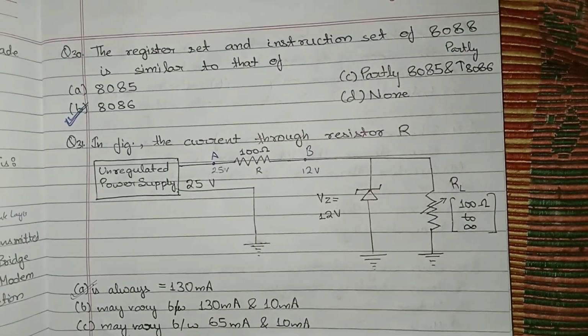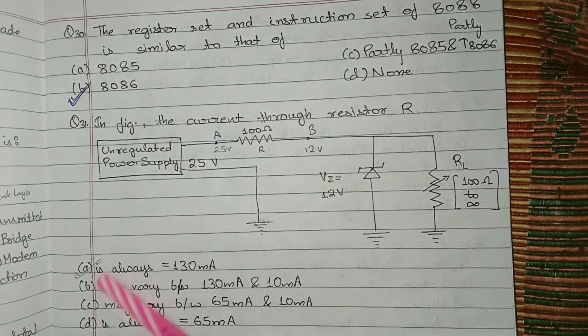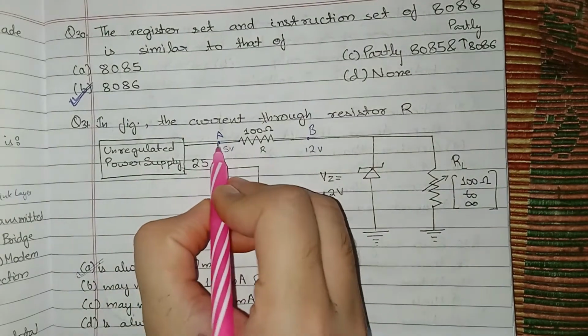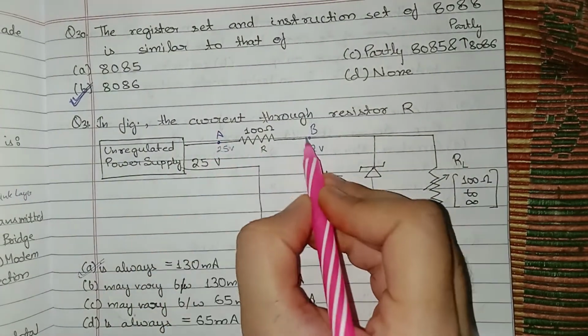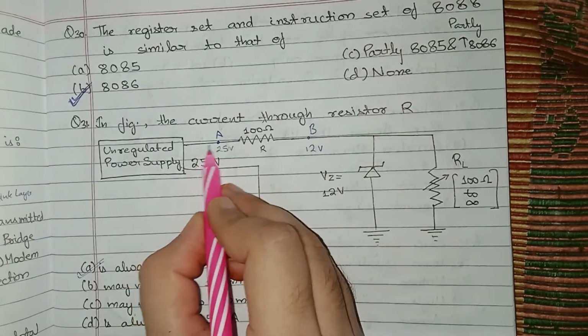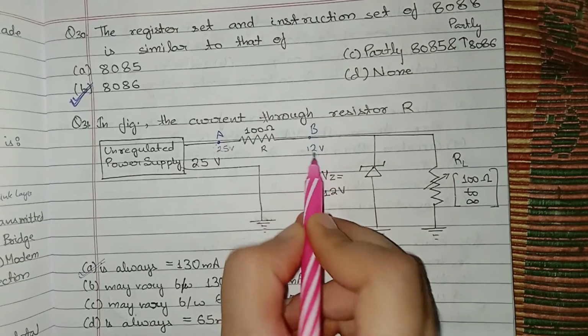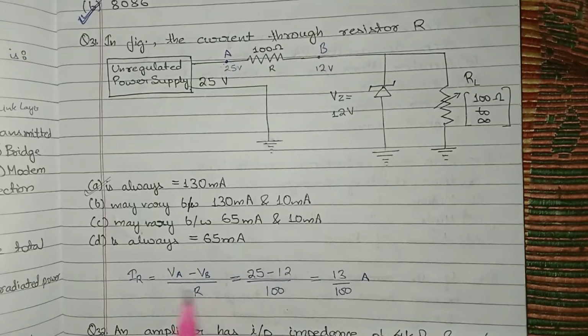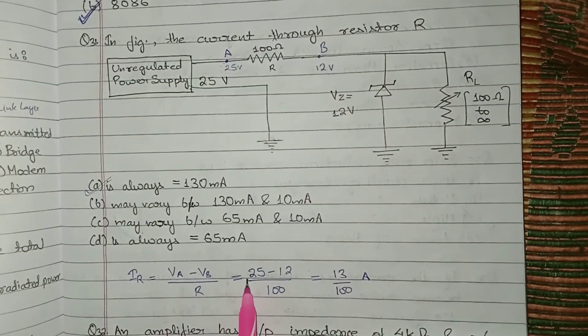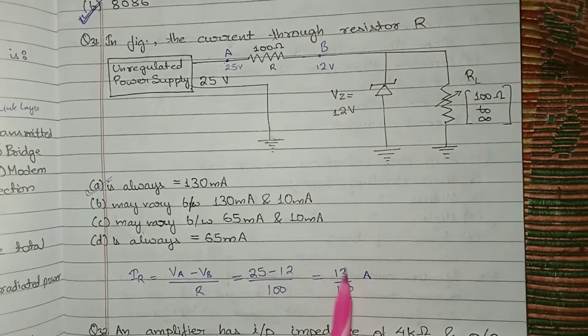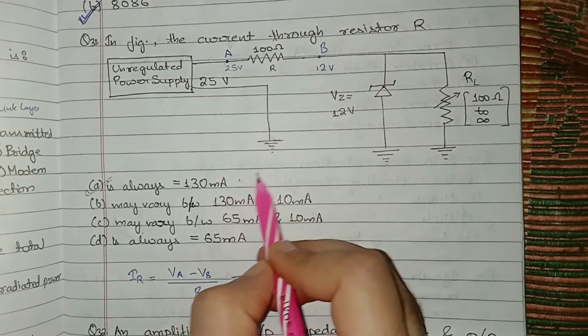The current through resistor R. Let's make points A here and point B here. The voltage at point A is 25 volts, at point B is 12 volts. So the current is VA minus VB upon R, 25 minus 12 upon 100, 13 upon 100, which comes out to be 130 milliamperes.